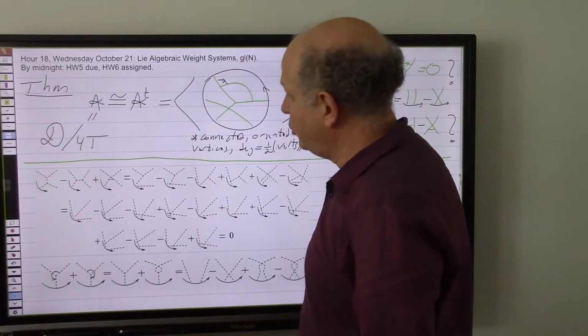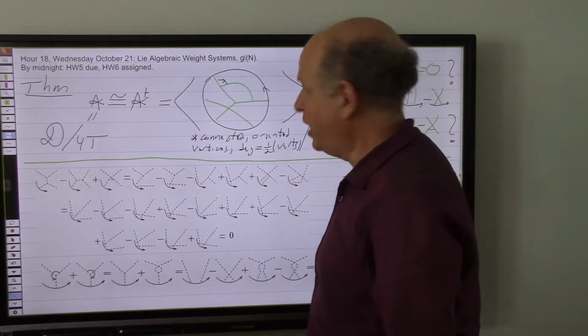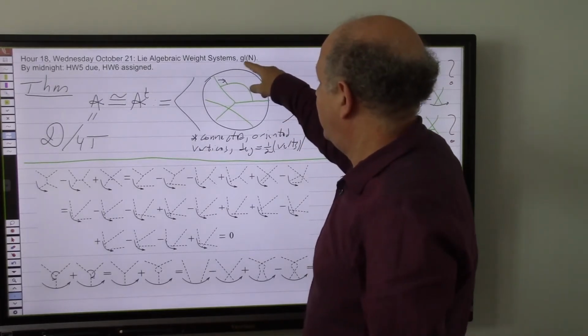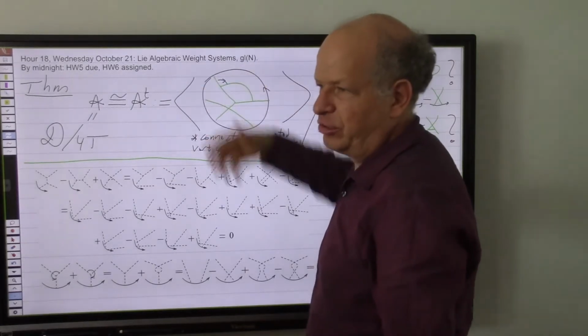I want to continue a little bit about Lie algebras and weight systems, so functionals on A. And then, if we're lucky, compute the weight system of GLN. That will probably go into next time.